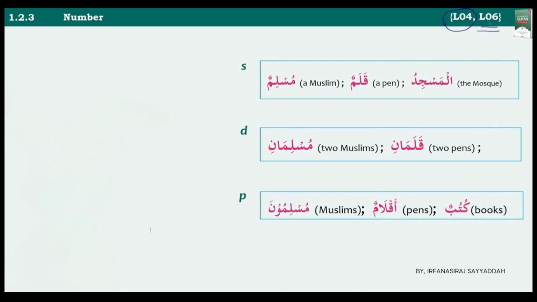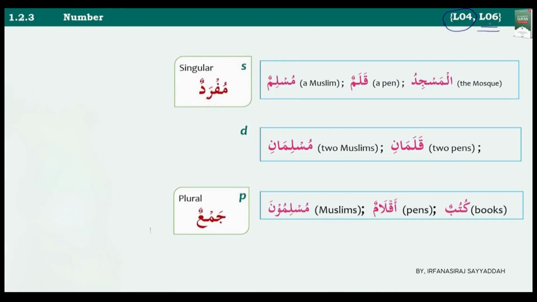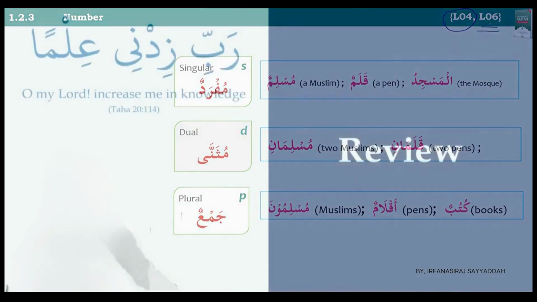Lesson number 6, inshallah. So as far as number is concerned, there are 3. Singular, mufradun. Jam'un for plural, 3 or more. And we have muthanna for dual. This is the number and the subcategories, the property of number in Arabic.